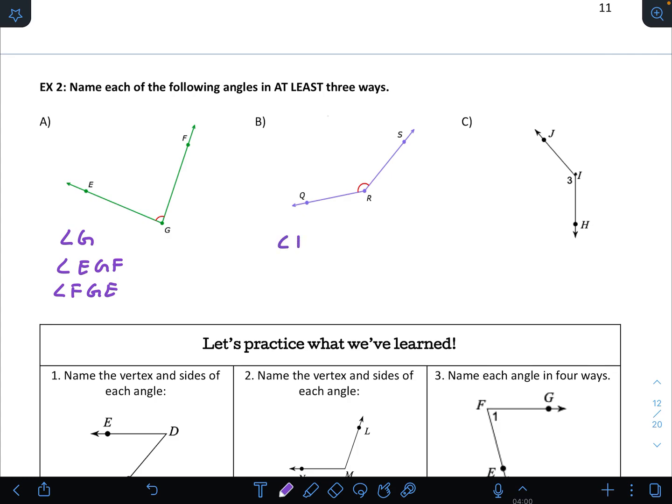Example B, I can name it angle R, angle QRS, or angle SRQ. Again, the vertex has to be in the middle, so if I'm using the 3 letters to name it, that middle letter should be the vertex in every example. So go ahead and try to do example C on your own. Pause the video. All right, so for example C, there's actually 4 options. You could call it angle I, angle 3, just because that one has a 3 in it, so that'd be another option. Angle JIH, or angle HIJ.